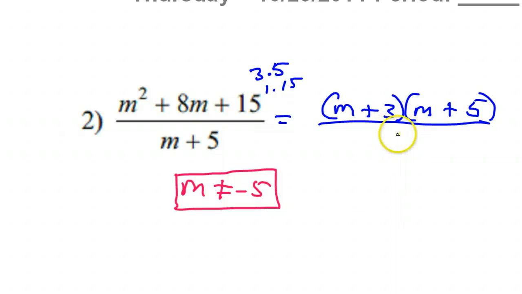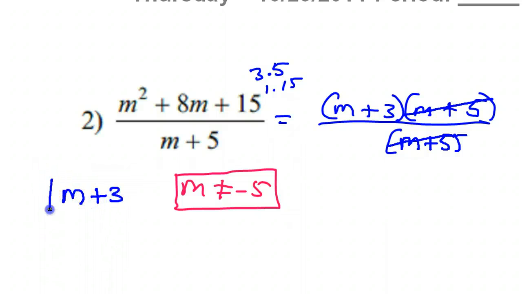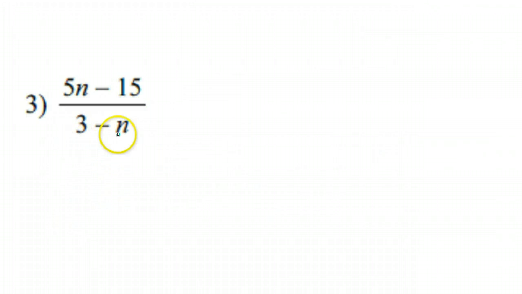Now the denominator is m plus 5, which is the same thing I had in the top. So the simplified version is m plus 3. Okay, so there's the simplified answer and the restrictions. All right, looking at number 3.